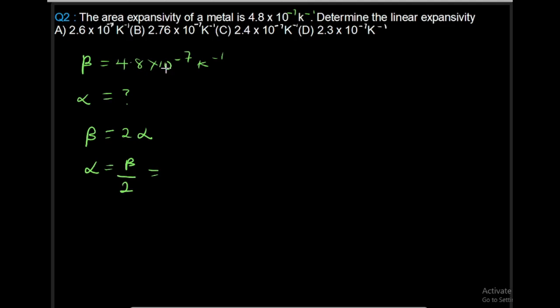So area expansivity was given in this question. We have 4.8 times 10 raised to the power of minus 7 all over 2. Okay, that will give us 2.4 times 10 raised to the power of minus 7 per Kelvin, which is option C.